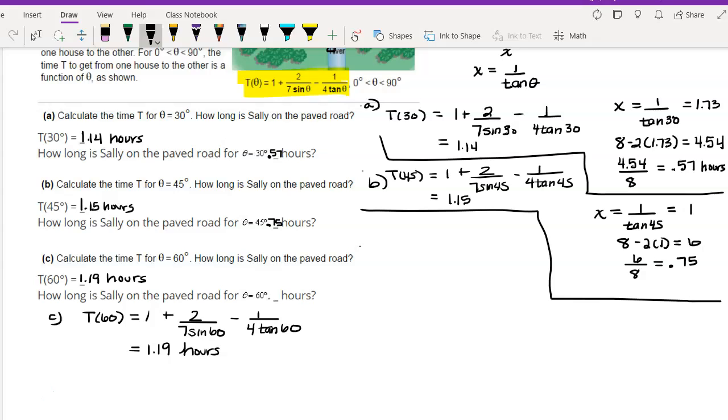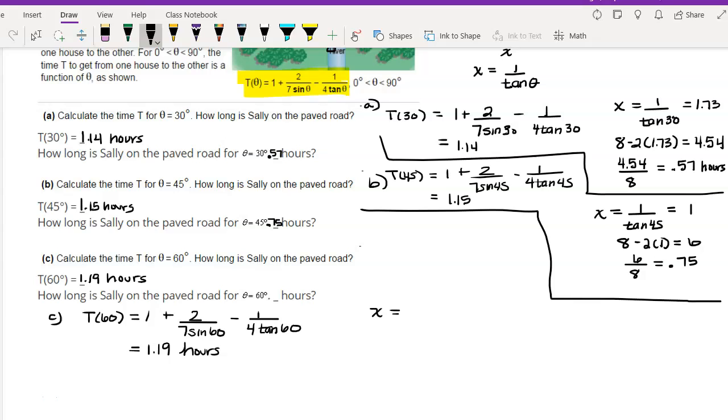And why do we think it's the longest? Well, because she's cutting at that 60-degree angle, the hypotenuse is the longest, which means we're spending quite a lot of time in the sand. So now we'll go through the same process.